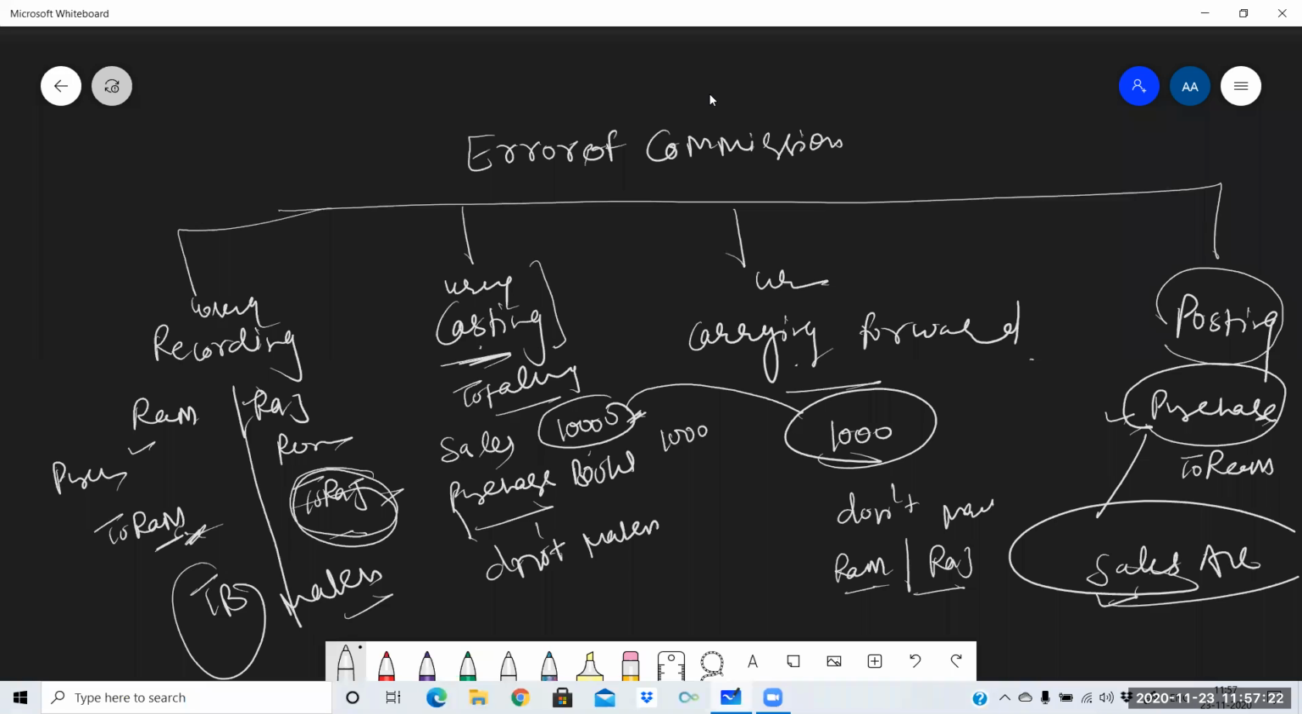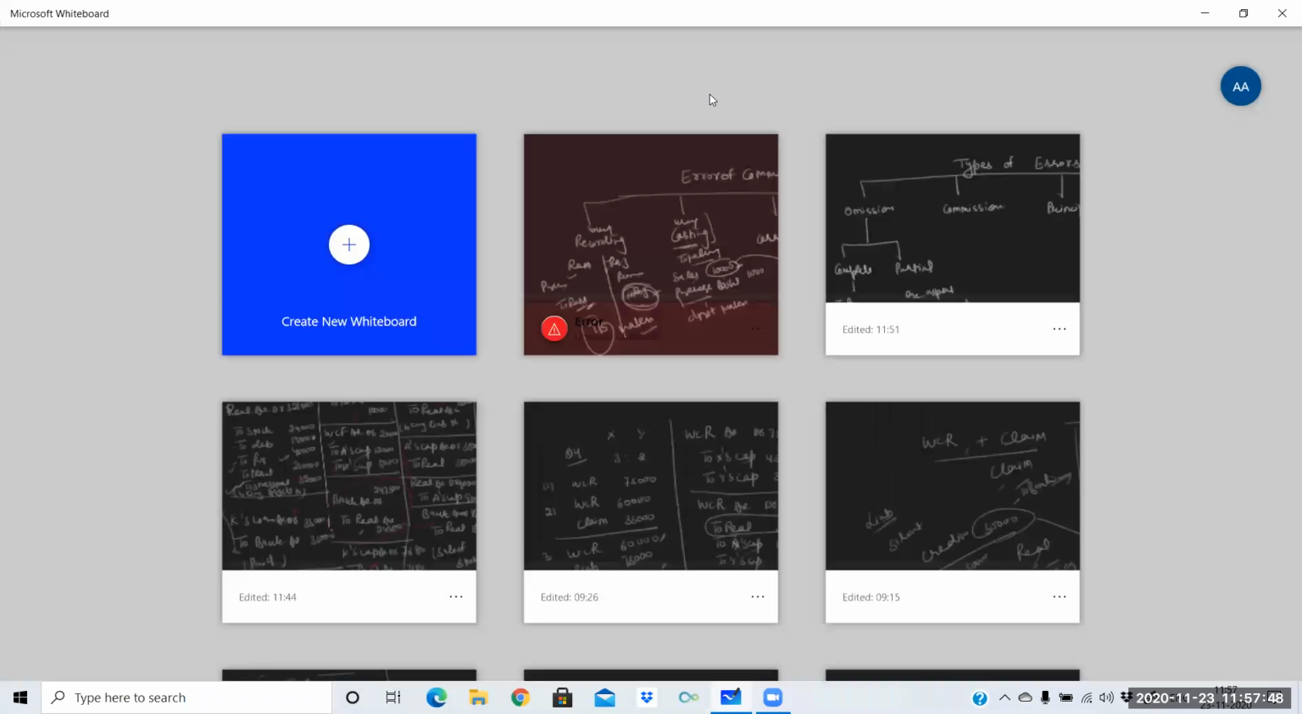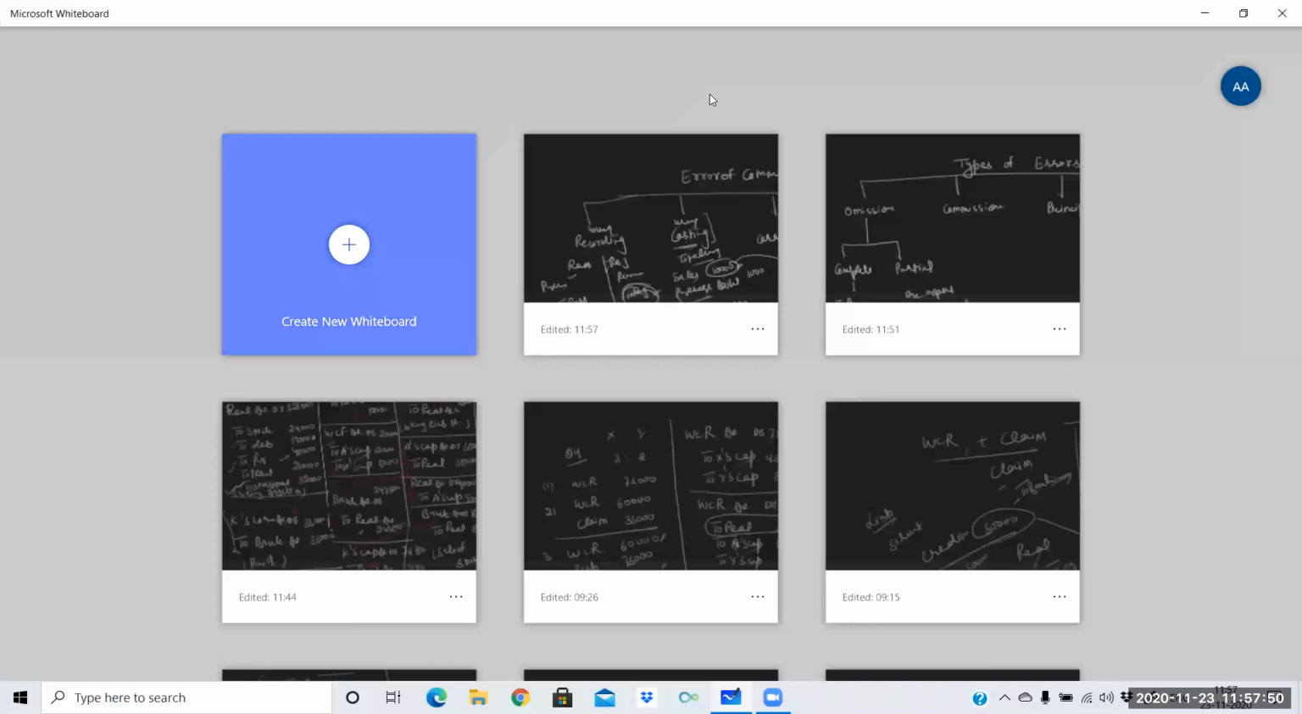So while doing all these problems practically, you will understand in a better way, because here we are doing theoretically and practically you will enjoy this chapter. It's just like playing a game. Some error is there and we have to correct it. Okay. So error of commission means the errors which arise due to wrong recording, wrong casting, wrong carry forward, wrong posting. Clear? Next, third type of error, error of principle.